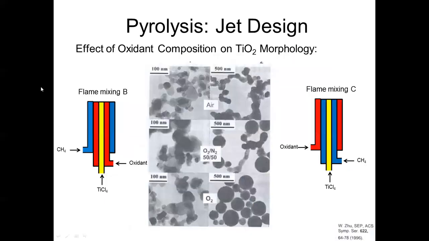So again, taking a look at the effect of oxygen composition on the morphology. If we look at the flame mixing in B versus C, we're going to assume this is one burner type, and this is how we have the arrangement of materials. Again, we keep the same fixed volume of materials going through the burner, but we get these results. Then, using the same burner materials but rearranging the burner configuration, now we get these materials.